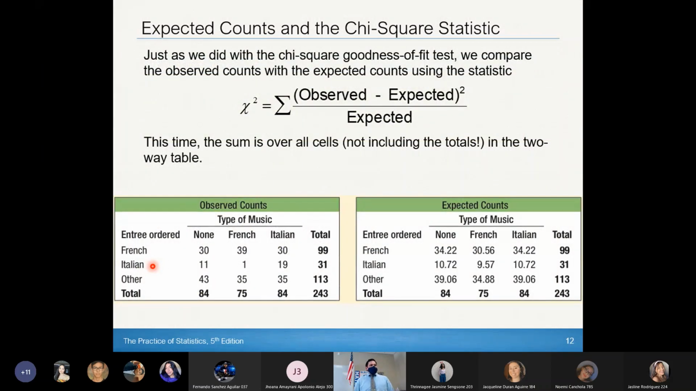Just as we did with the chi-square goodness of fit test, we compare the observed counts with the expected counts using the statistic chi-squared equals the sum of observed minus expected squared divided by expected. This time the sum is over all cells, not including totals in the two-way table. So in this example, we will have 9 things to add together.